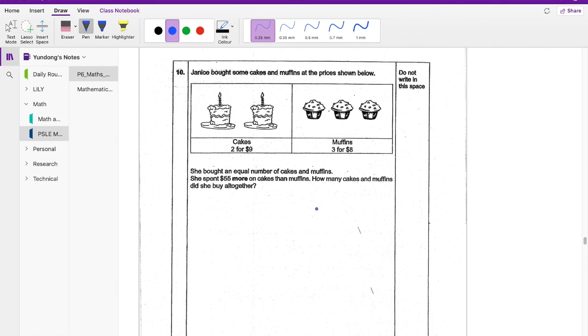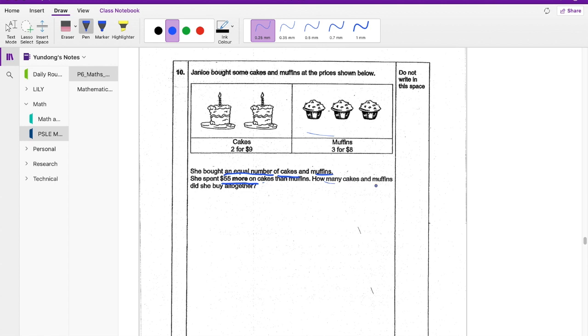Question 10. Janice bought some cakes and muffins at the price shown below. So they have different prices, right? Cakes 2 for $9, muffins 3 for $8. She bought an equal number of cakes and muffins, okay? She spent $55 more on cakes than muffins.